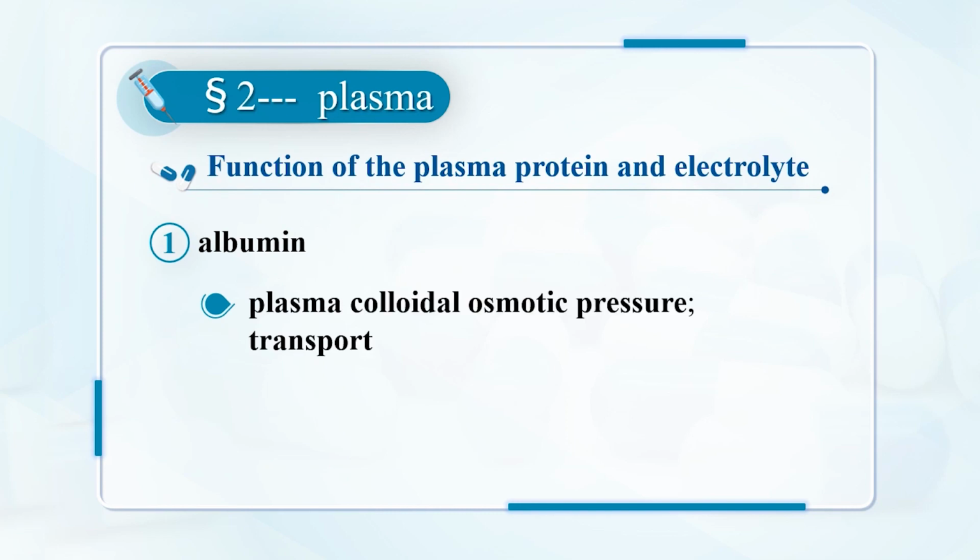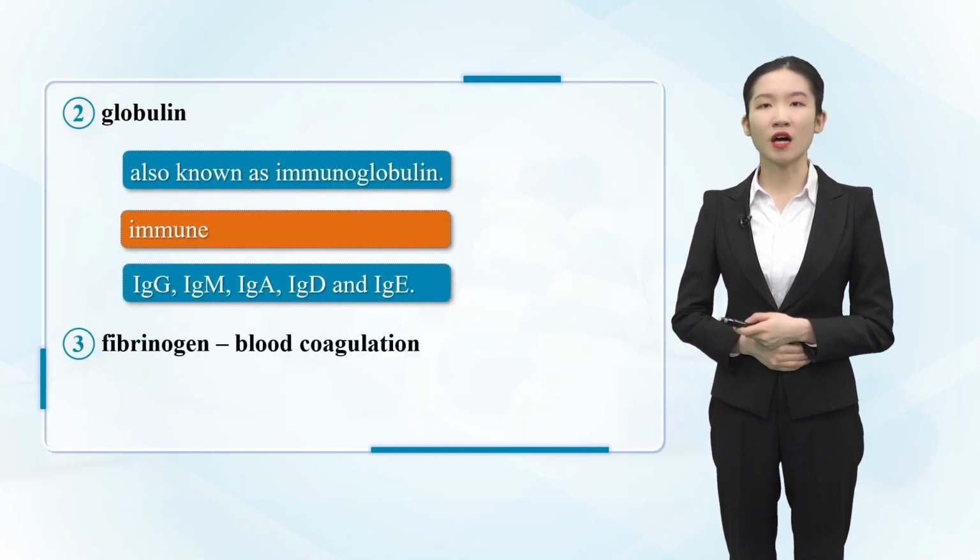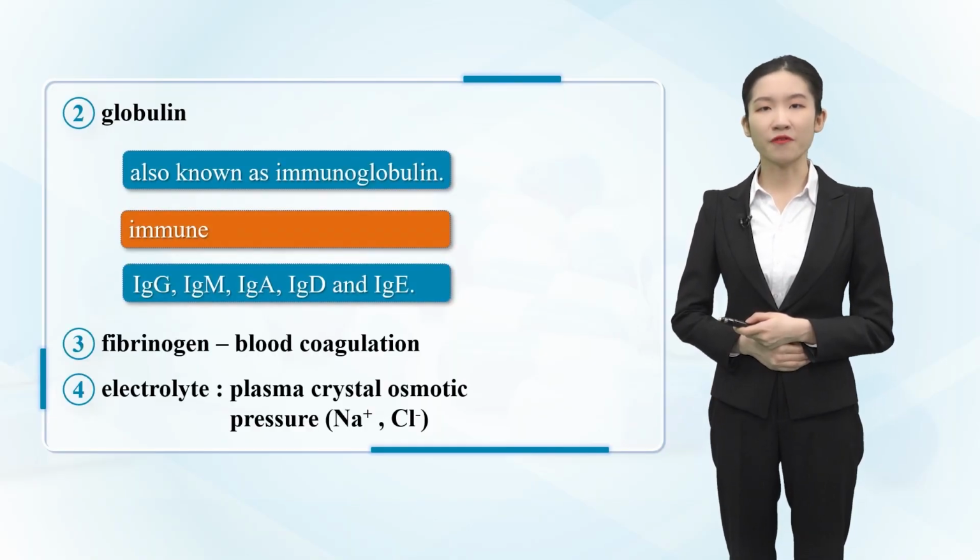Plasma. Let's learn the function of the plasma protein and electrolyte. Albumin maintains plasma colloidal osmotic pressure and is responsible for transport. Globulin is also known as immunoglobulin, which has immune effect.